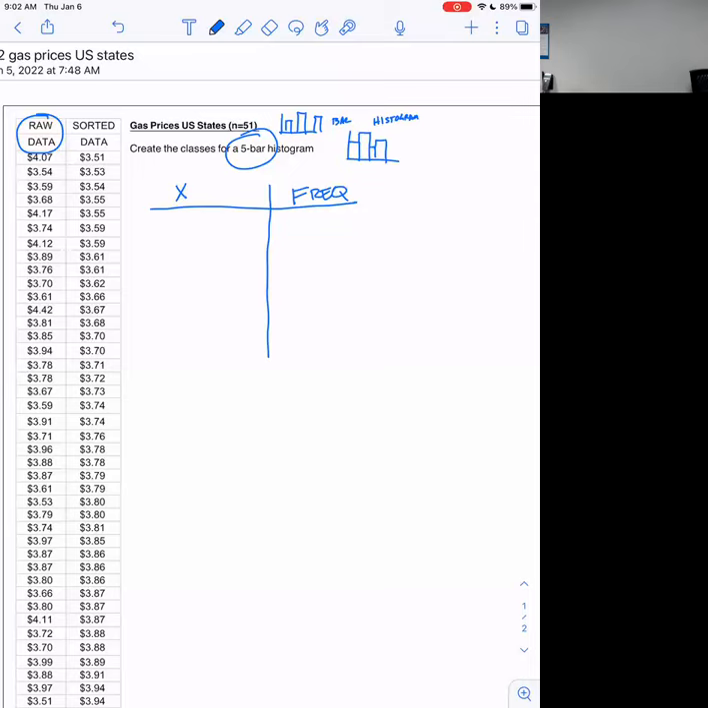Because what I need is these classes sitting over here, so I need to see classes that include these numbers. You understand? Because if the lowest one is $3.59, I will start there. And then I need to kind of step up in five classes to land here, at this number.